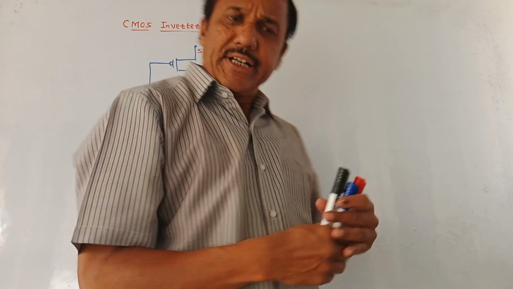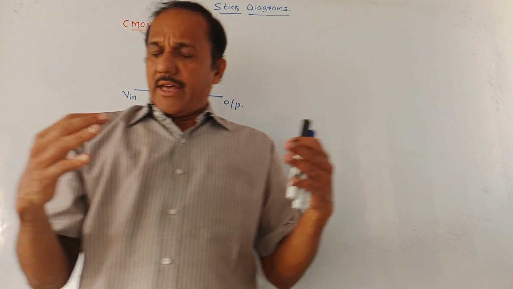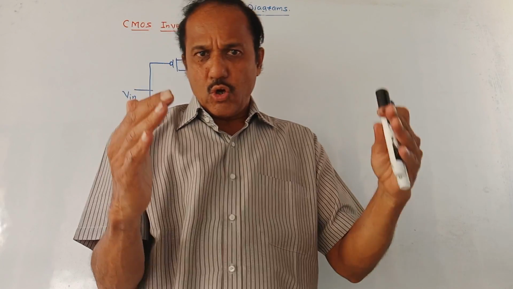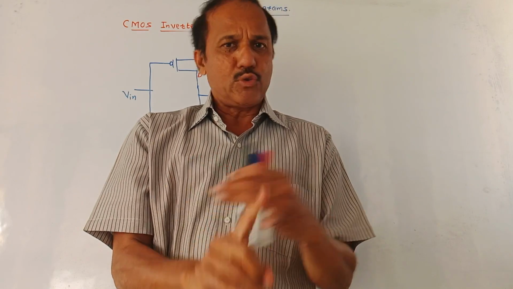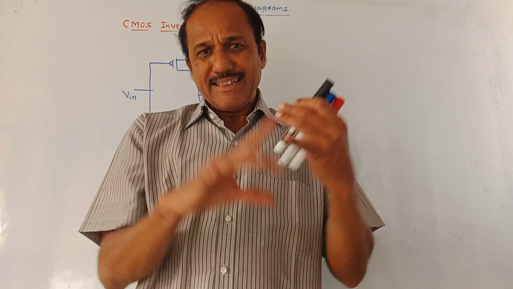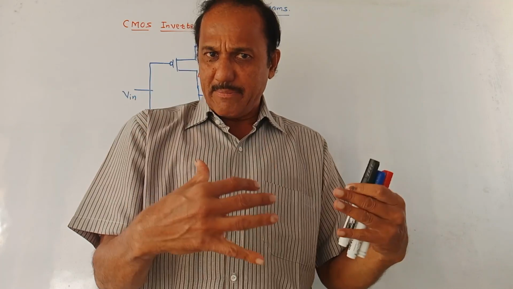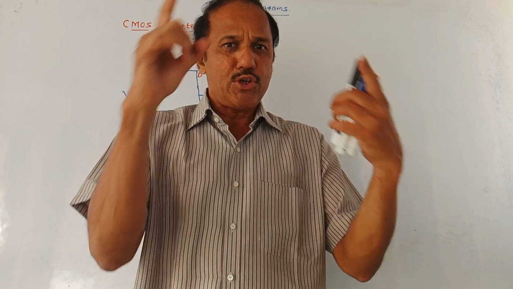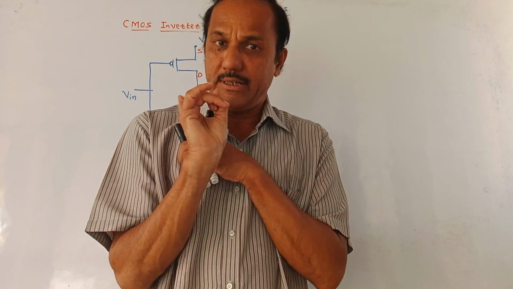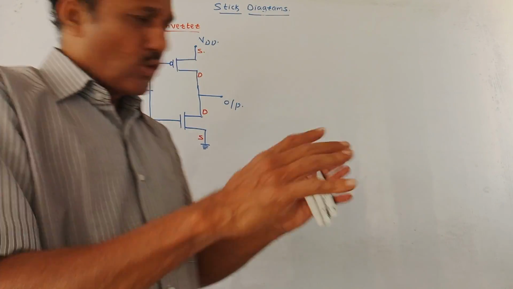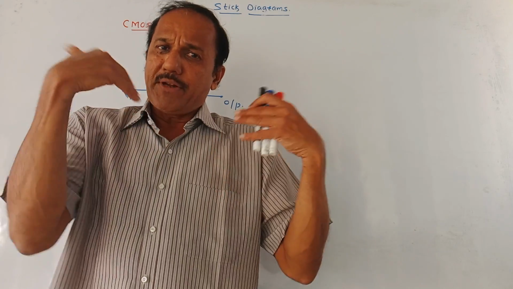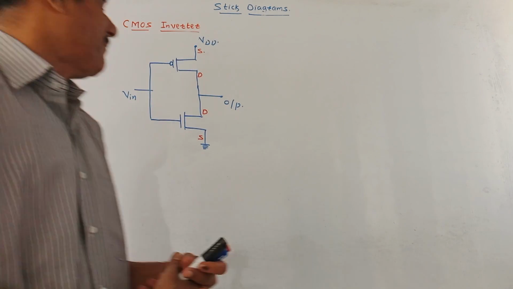Next part is stick diagrams. Actually, every time it is not possible to draw the complicated original diagrams, so stick diagrams are used. Stick diagrams are the simplest diagrams. As the name indicates, a stick diagram makes use of lines, also called sticks, to represent the actual diagram. So you can say it is the simplified version of the actual diagram.